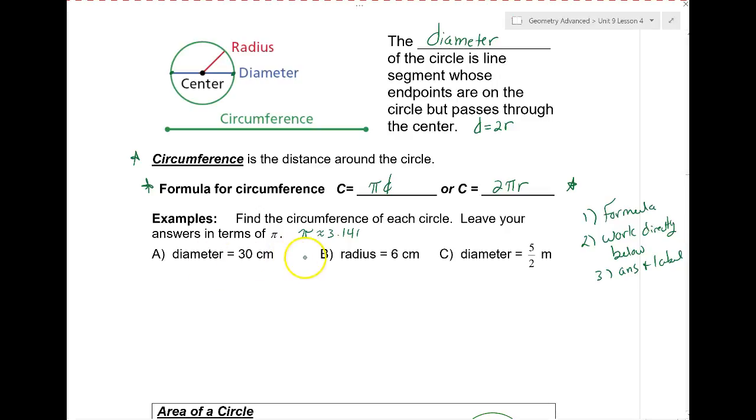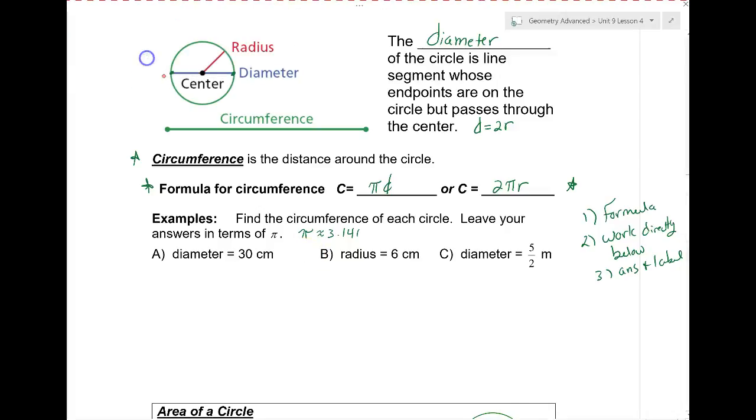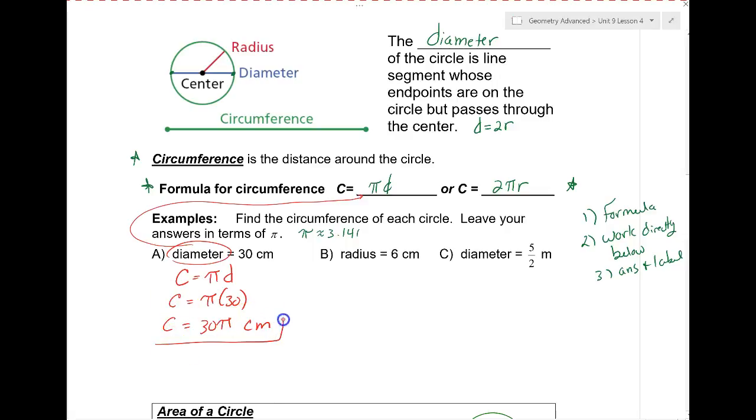I'm given the diameter, so it makes more sense for me to use the first formula. Circumference is pi times diameter. So I put pi here, I put 30. Now most of us don't put the 30 at the end of a problem, right? When we multiply them together, that's 30 pi, and that would be in centimeters because this is a linear length. That's exactly how I want you to show your work on this.